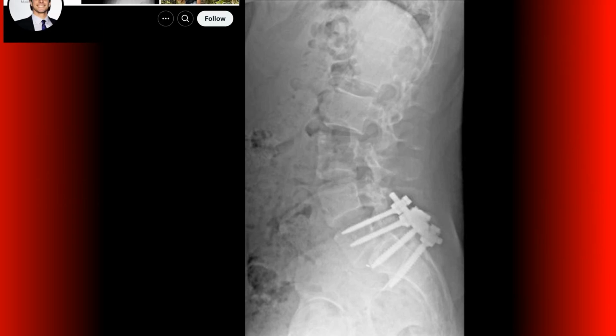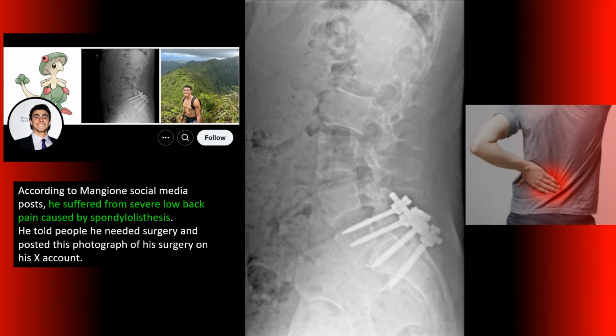So according to Mangione's social media posts, he suffered from severe low back pain caused by a spondylolisthesis, and he told people he needed surgery and posted this photograph of his surgery on his X account.